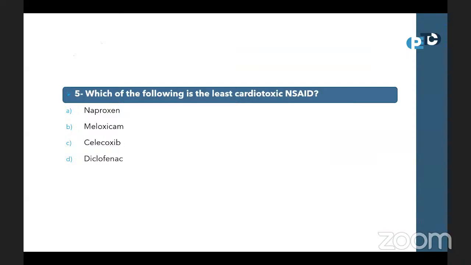Directly, for the cardiotoxic NSAIDs, you should take care about the coxib family, celecoxib, rofecoxib, or any drug related to the coxib family. The least one is naproxen. Naproxen is the least one for cardiac toxicity.